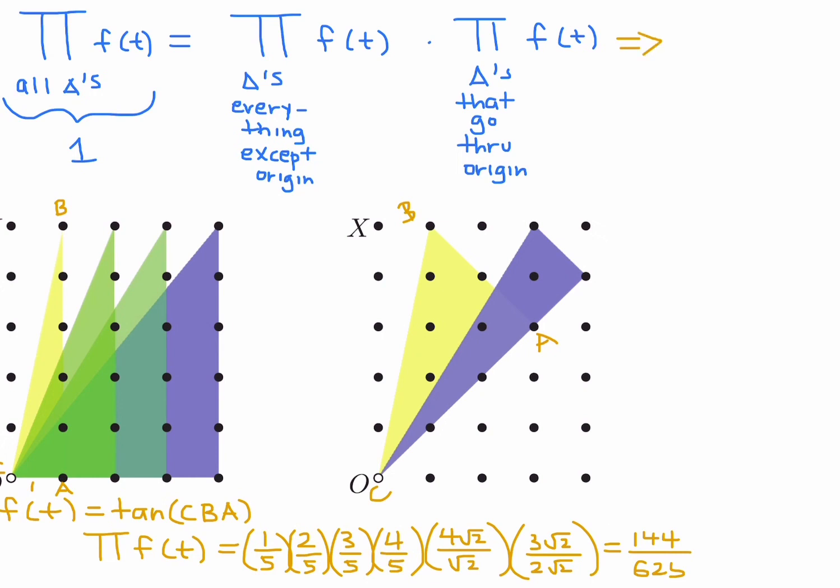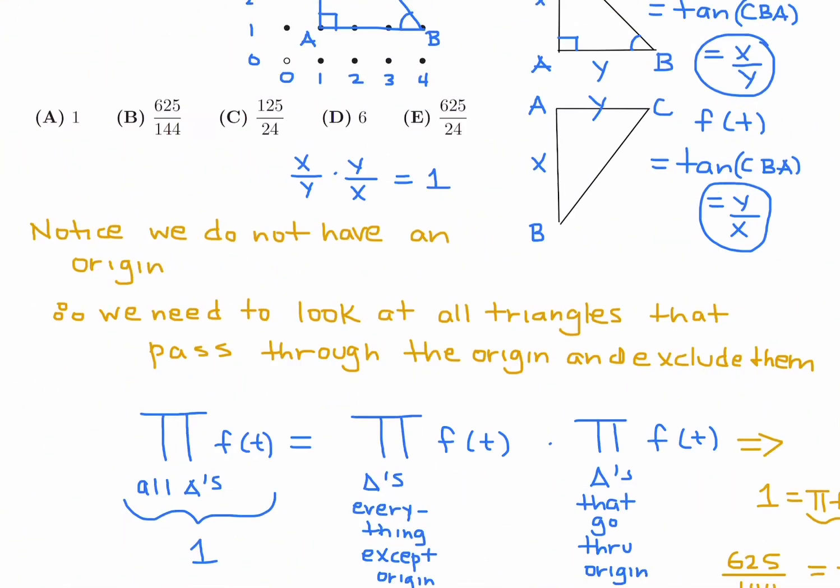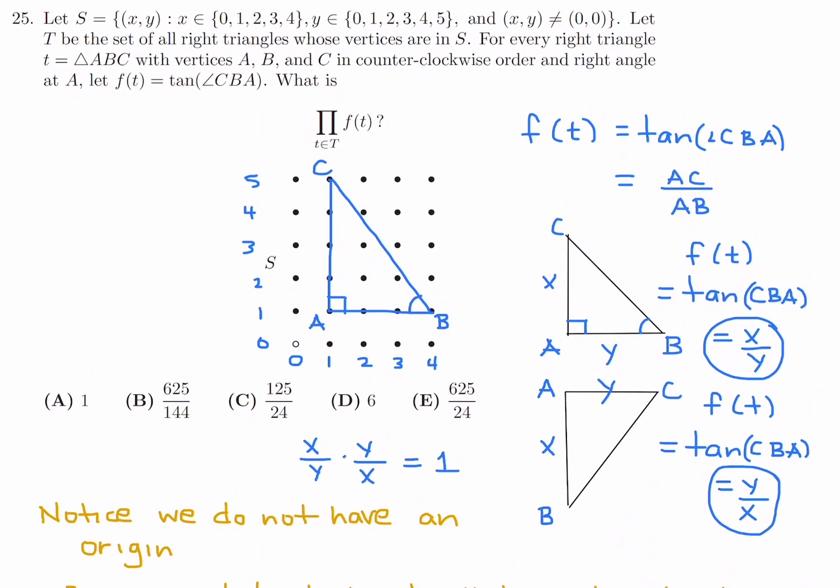And I'll just write it over here. This equation was really just 1 plus our product of f at t that we want to figure out, everything except the origin. And then this, which we just figured out, was 144 over 625. And then to get this, all we have to do is just cross multiply. It would be 625 over 144. And that is the product that we are interested in. 625 over 144 for this question. And that means number 25, the answer is B.